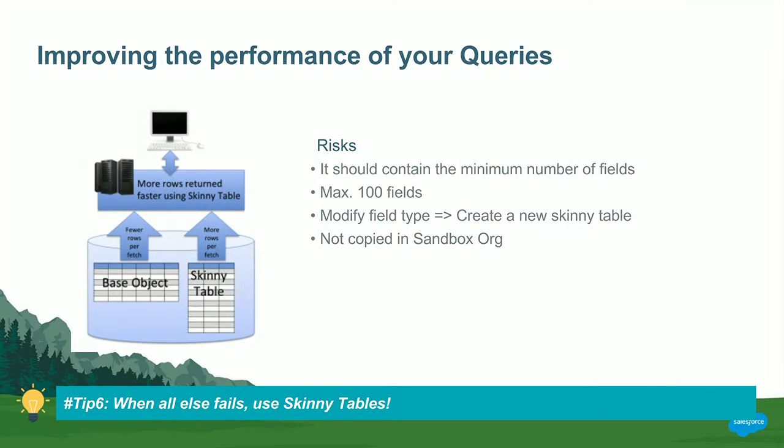But as Spiderman knows, a great power carries with a great responsibility, and there is some risk that we have to take into account. First one, the skinny table should be skinny. The maximum number of fields that we can have is 100 fields. When we modify the field type in the source, for example, we change a date field for a number field, we have to recreate the skinny table, and it's not copied by default in the sandbox org. So when all is fails, use a skinny table.